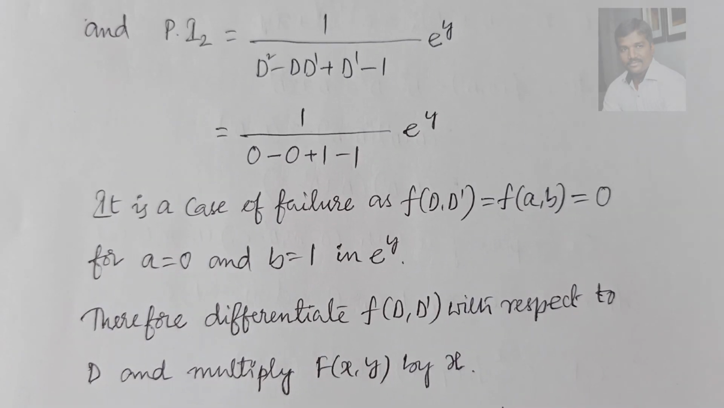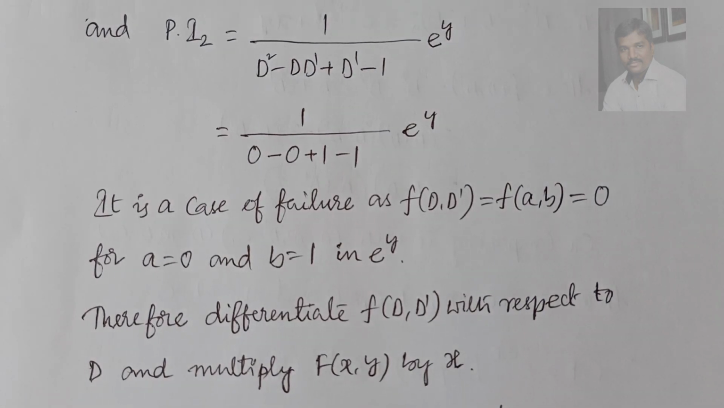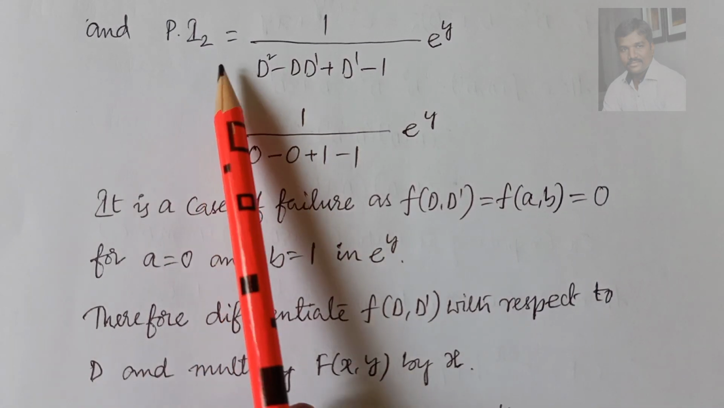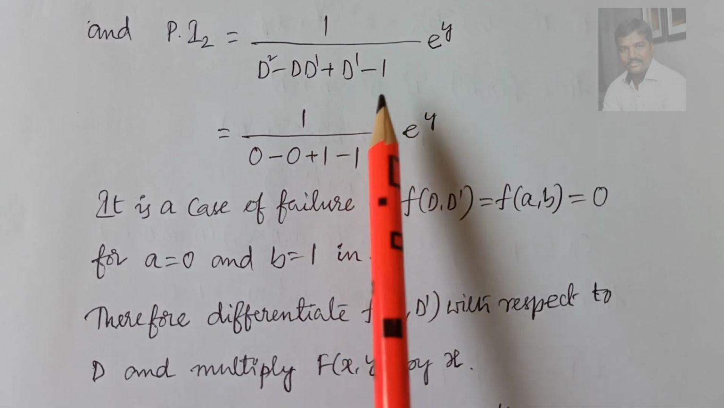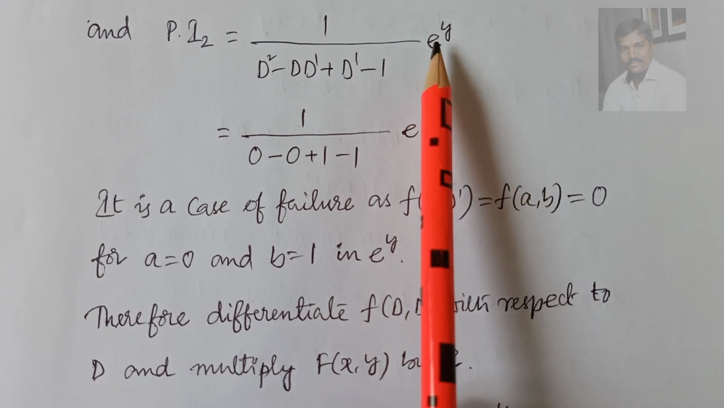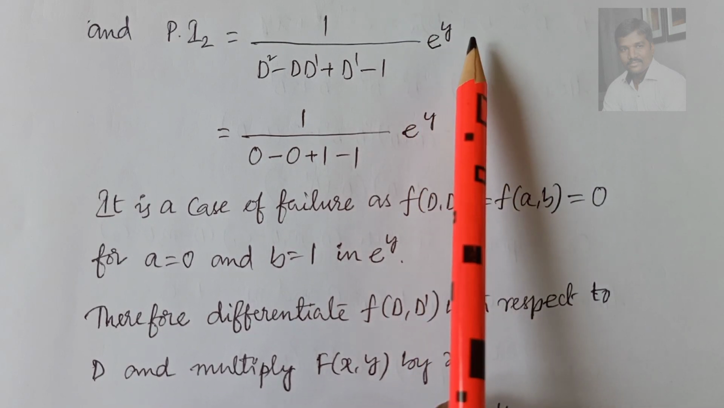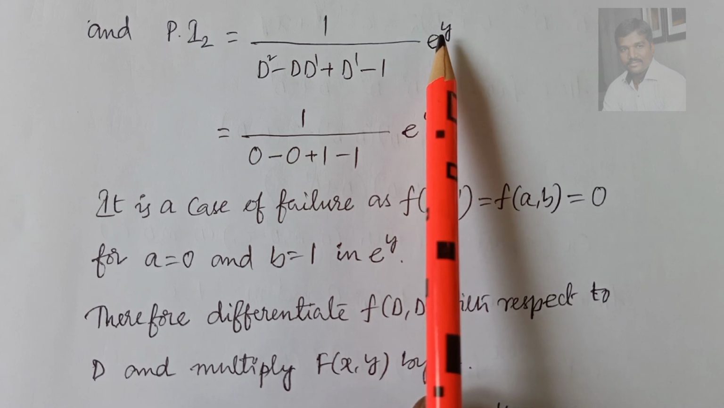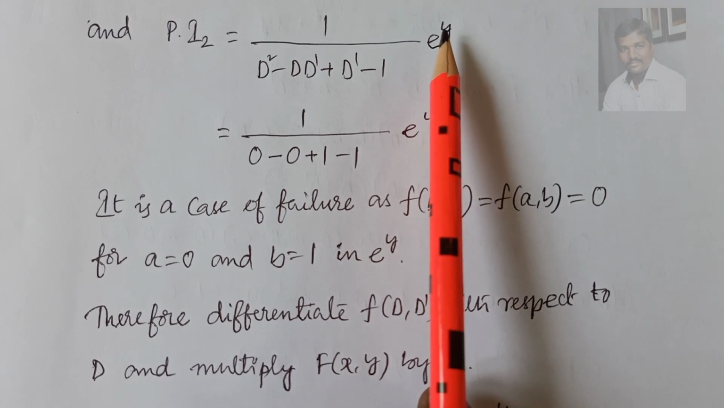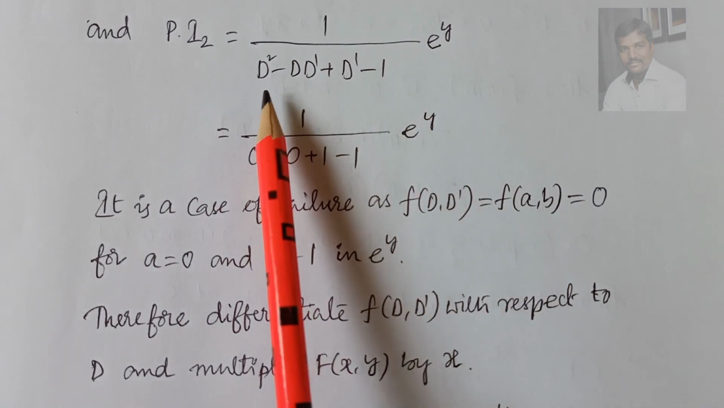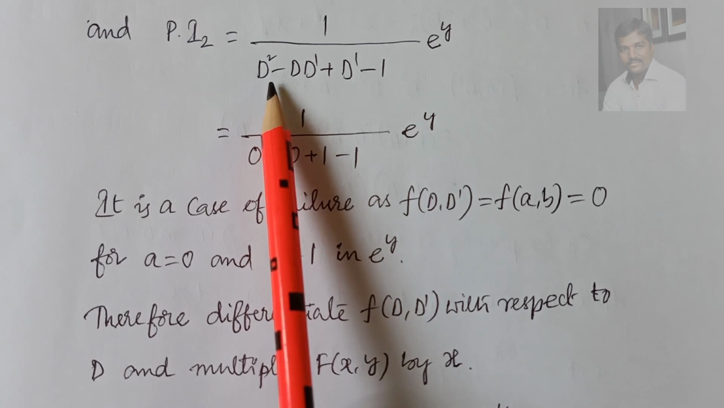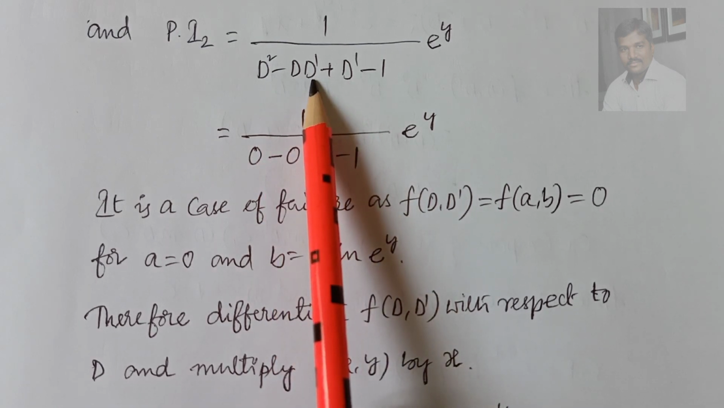Now particular integral 2: 1 by (D² − DD′ + D′ − 1) into e^y. Now we compare this with e^(ax + by). When compared, there is no x coefficient, so a is 0, and the e^y coefficient is 1, so b is equal to 1. So a is equal to 0, b is equal to 1. Now you have to put 0 in place of D and 1 in place of D′.